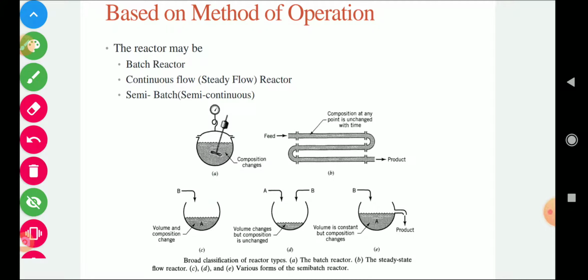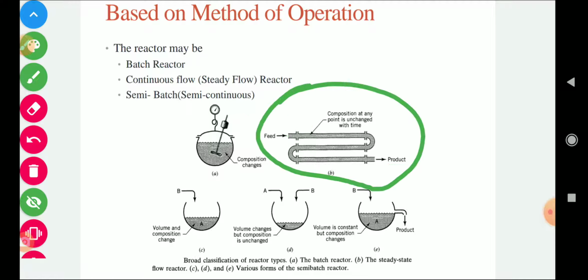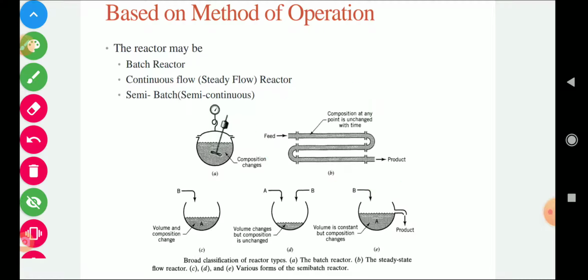Continuous flow reactors normally operate at steady state conditions, in which we continuously provide feed and continuously take out product. So this is a continuous process. This is one example of a PFR, which behaves like a continuous flow reactor. Another example is the CSTR, continuous stirred tank reactor. The third type is the semi-batch reactor.